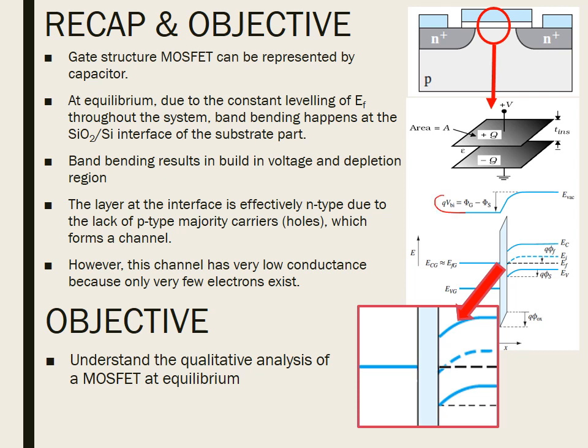Since the surface at the silicon dioxide-silicon interface is depleted of majority carriers, as can be seen in the enlarged figure, the Fermi level is higher than the intrinsic Fermi level, EI. This layer at the interface is effectively N-type, which forms a channel. However, this channel has very low conductance because only very few electrons exist.